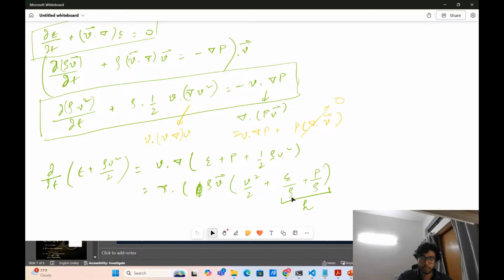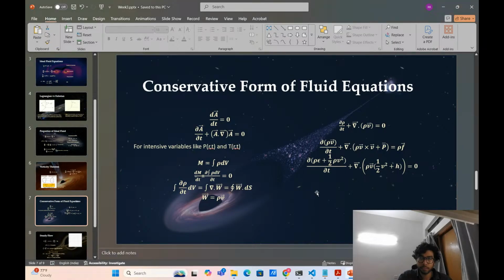So the internal energy plus the pressure together is called the enthalpy, denoted by H. So this whole thing is the flux of energy that is going out through that volume, and that is contributing to the change in the total energy. So there is an additional pressure term which is also leading to the change in total energy. Okay, any questions on this?